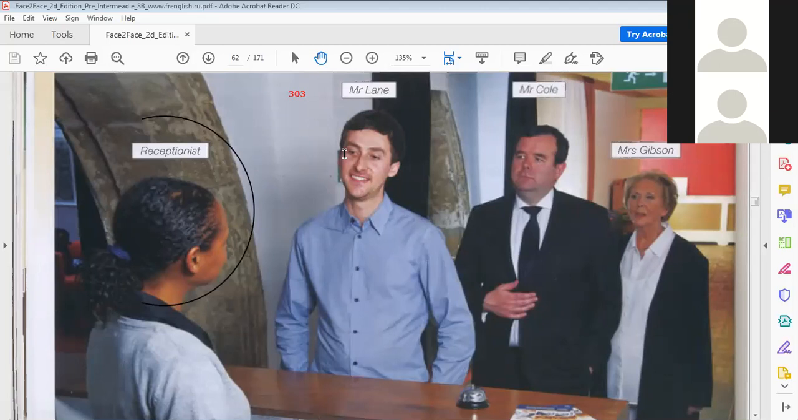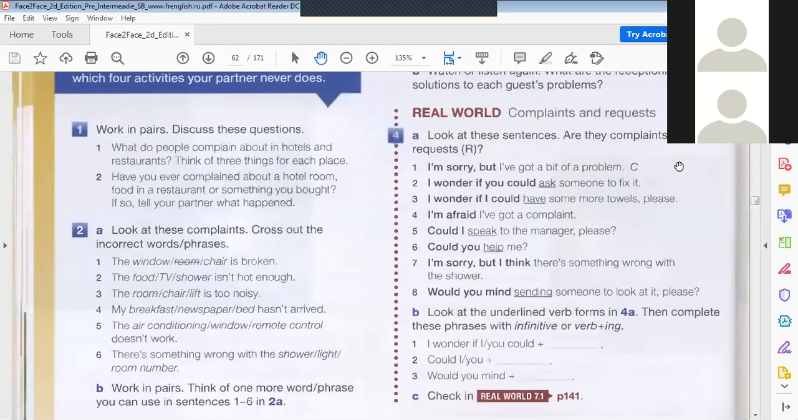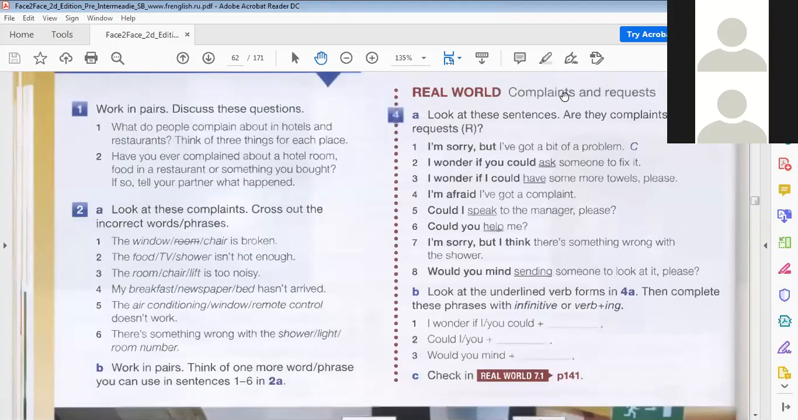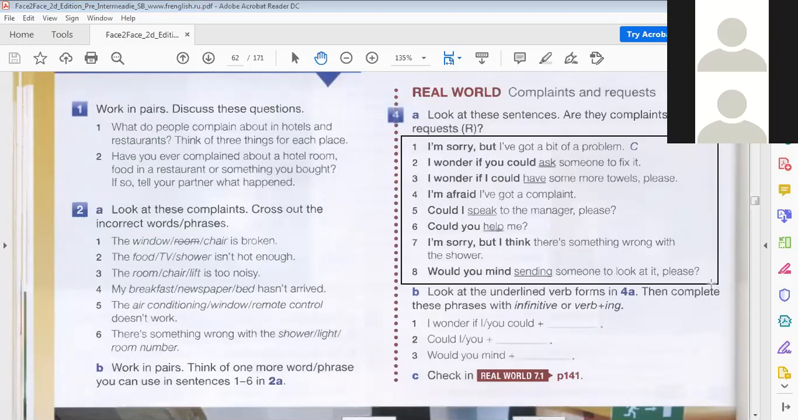All right, so this is an example of a usual day in a hotel and some of the usual problems. Now, let's check number 4. So we want to talk a little bit about complaints and requests, okay? We have 8 sentences, and I need you to tell me, are they complaints? Are they requests? And what's the difference? What do you think is the difference between a complaint and a request? What do you think?